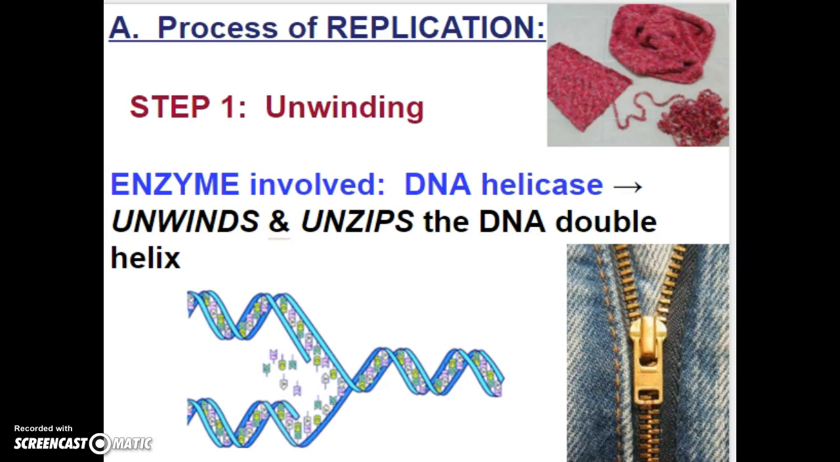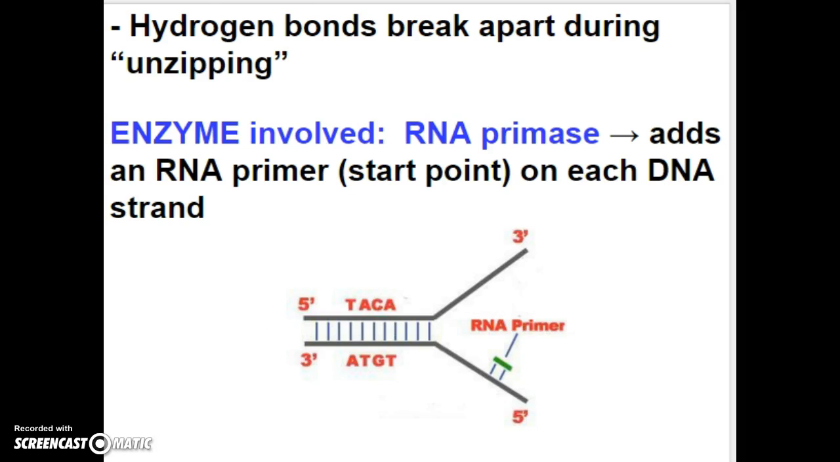So in order to replicate DNA, we got to get into that molecule. Remember, the DNA is in a double helix. It is a wound up molecule. So the first thing we need to do is unwind and unzip the DNA double helix. There's a special enzyme involved in that, and it's called DNA helicase. DNA helicase breaks the helix. That's why I call it DNA helicase.